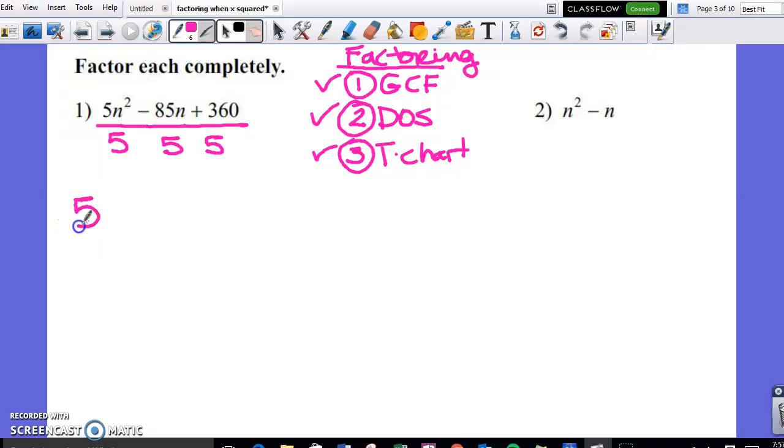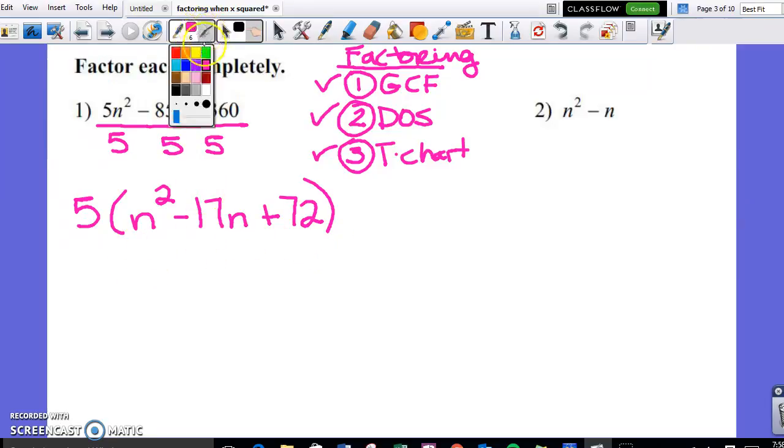So when you do that, you put the GCF on the outside, and then you're going to have n squared minus 17n plus 72. Okay, so then you start all over. You say, okay, self, is there a GCF? No. Second step, is this a difference of squares? No. Can I make this work into a t-chart?